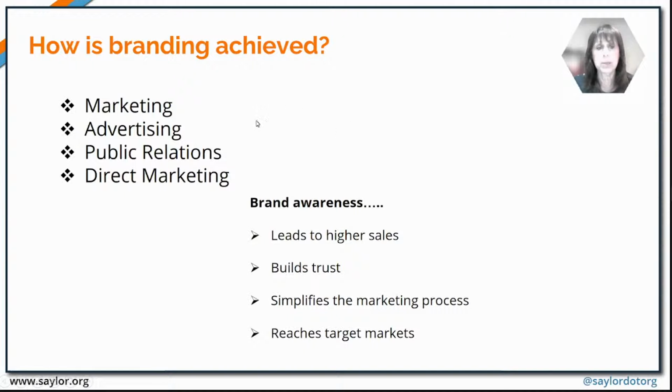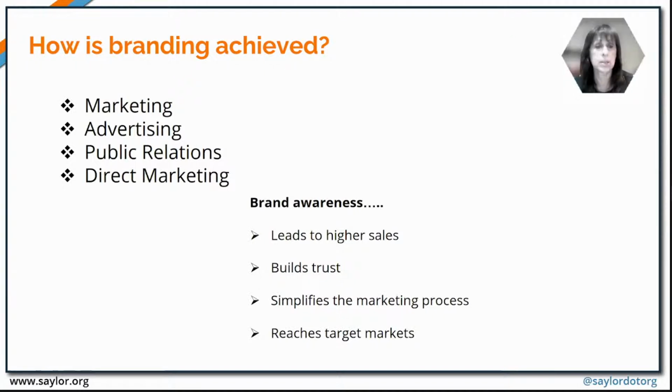So branding, how is branding achieved? Branding is achieved through all of the different aspects of marketing, advertising, public relations, direct marketing, all of the messaging, all of the communication. When we talk about the 4 Ps, price, place, promotion, and product, this is the promotion part. That's how branding is achieved. We have marketing, we have advertising, we connect with the public, and we connect with consumers in a way that generates awareness. And by generating awareness, we lead to higher sales. We build trust between the consumer and the product and the company.